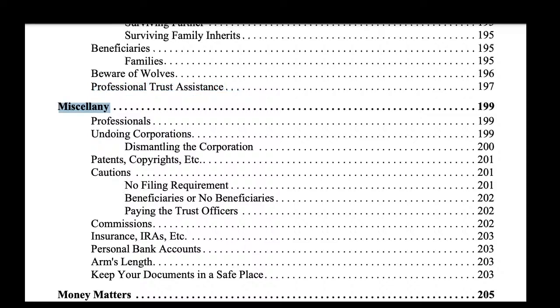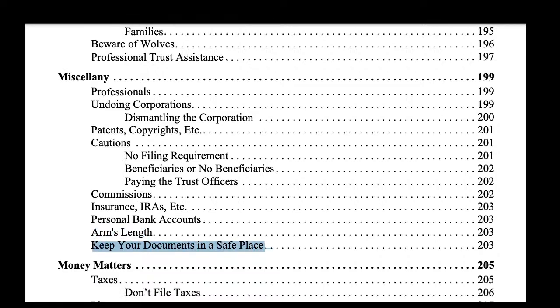Then we'll have some miscellany, professionals undoing corporations, dismantling the corporations, patents, copyrights, etc., and cautions. No filing requirements. Beneficiaries or no beneficiaries. Paying the trust officers. Then we have commissions, insurance, IRAs, etc. Personal bank accounts, arm's length. Keep your documents in a safe place.